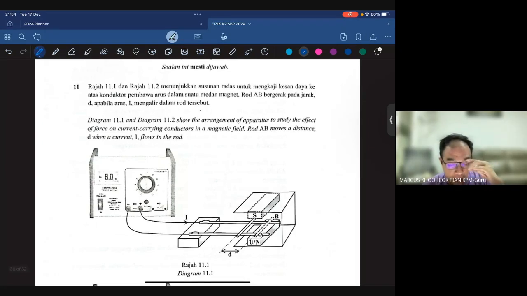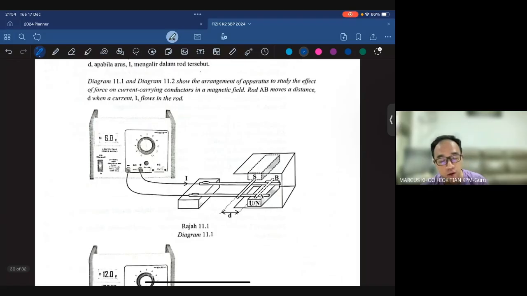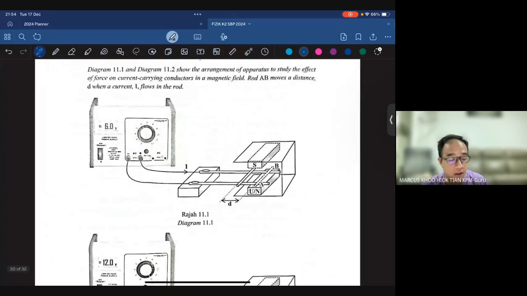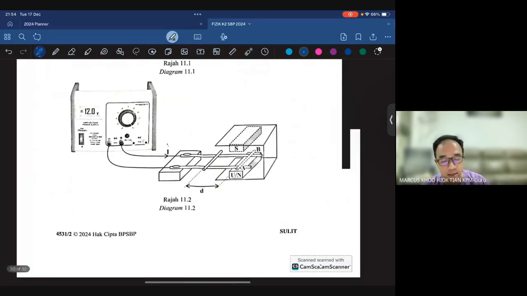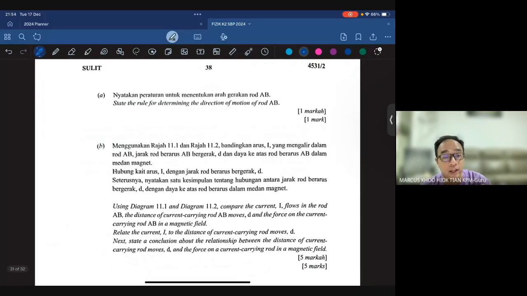Okay, 11.1, 11.2 show the arrangement of apparatus used to study the effect. Rod AB moves at a distance where current I flows in the rod. Okay, state the rule for determining the direction of the motion. This is left hand, right? Yeah, Fleming's left hand rule. It should be left hand. Okay, so Fleming's left hand rule.